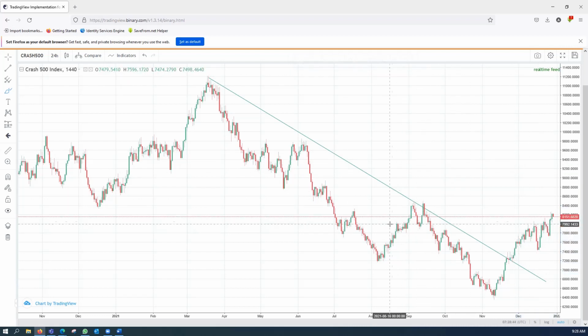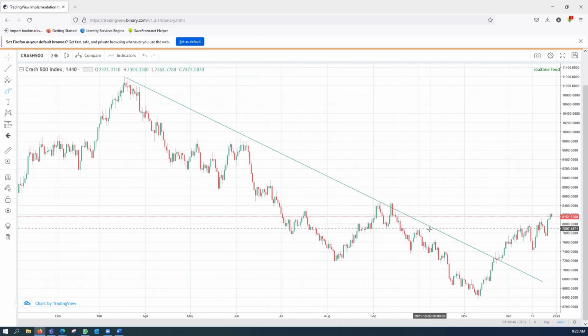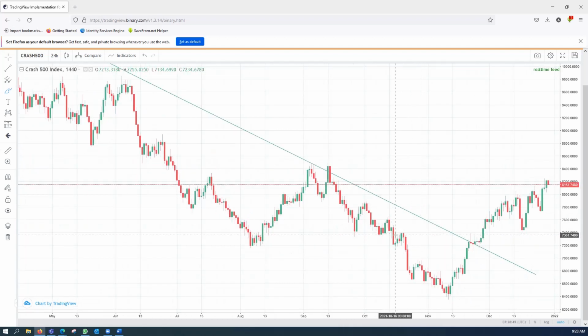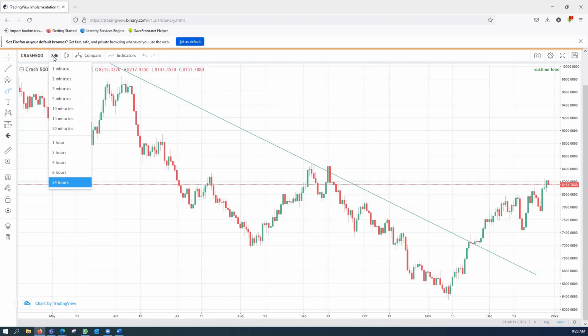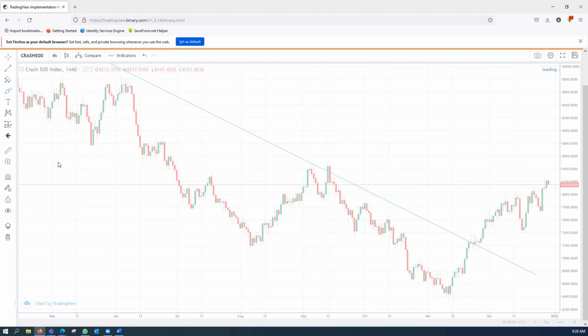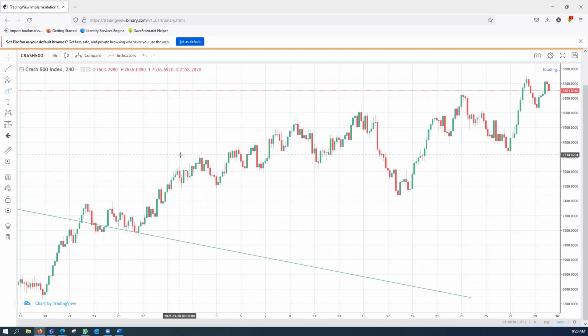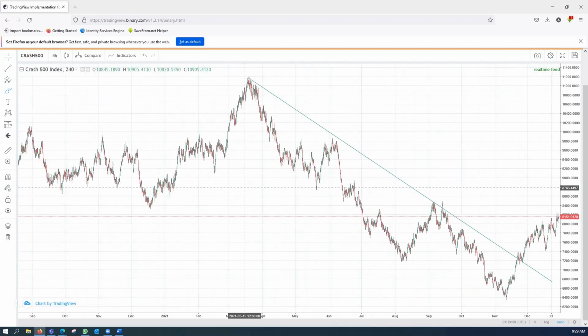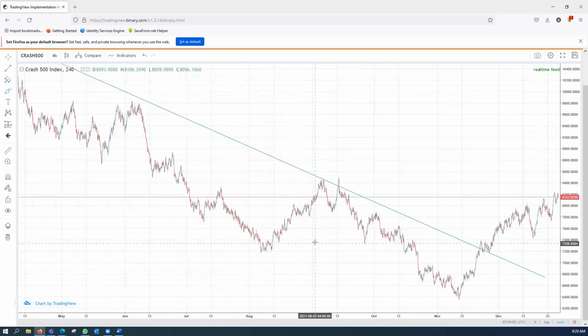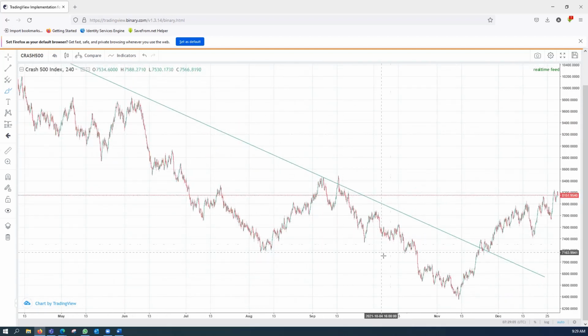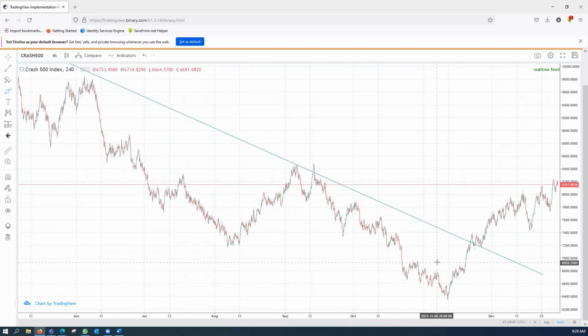To find a good entry, now that we know what's happening with the market, what's next? Now we start going down to lower time frames. For instance, in this case, if we go to 4 hours, let's see what's happening on the 4 hour time frame. Remember, we said it was going down and then it broke the trend line. Now we start looking for our support and resistance.